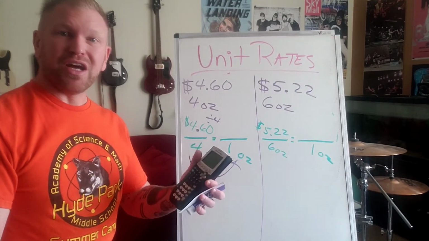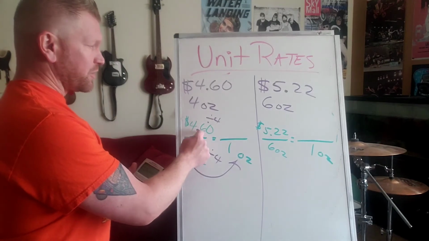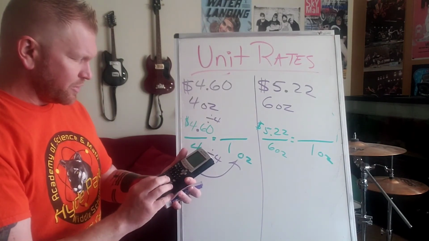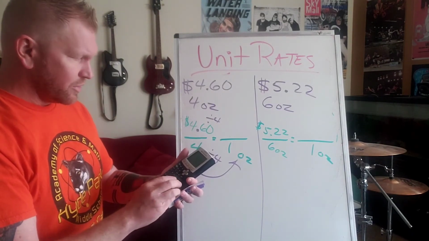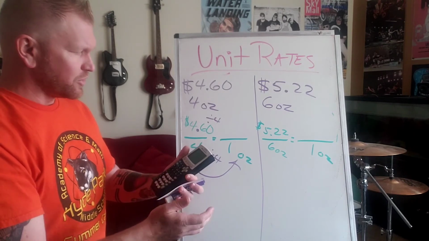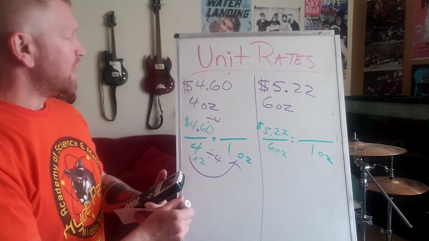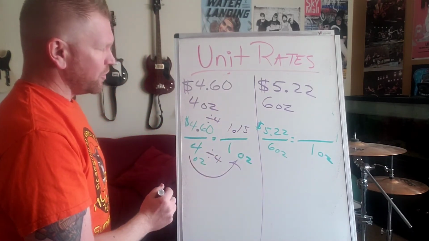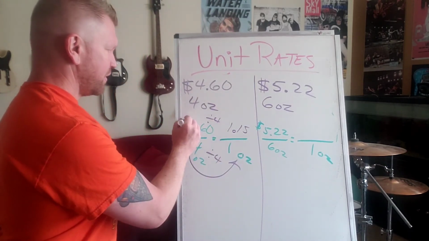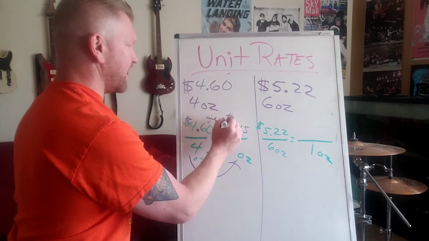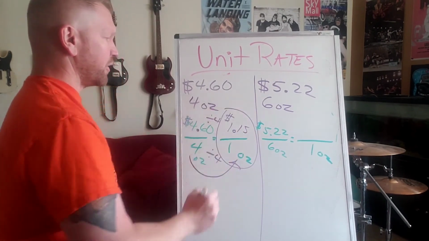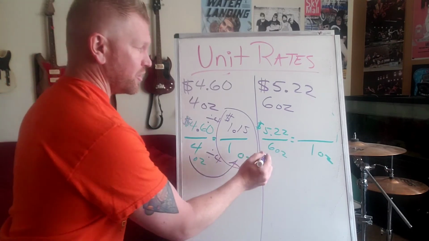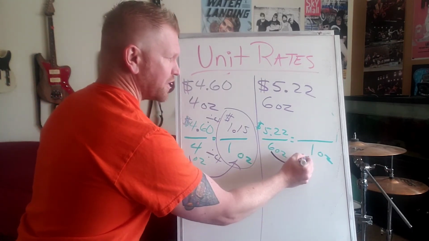So if you wanted to use a calculator at this point to do the decimal number divided by 4, just put in 4.60 divided by 4, and the calculator will tell you 1.15. Now if that's 1.15, again, think about the label. 1.15 what? Those are dollars. So it's actually $1.15 per ounce.